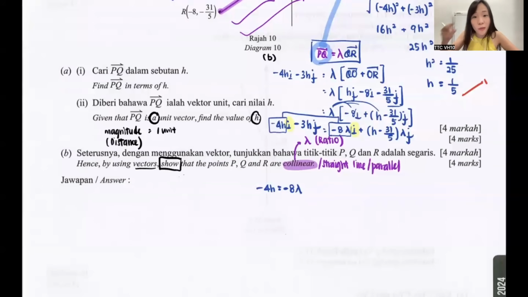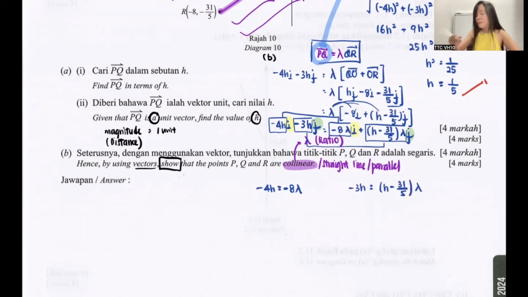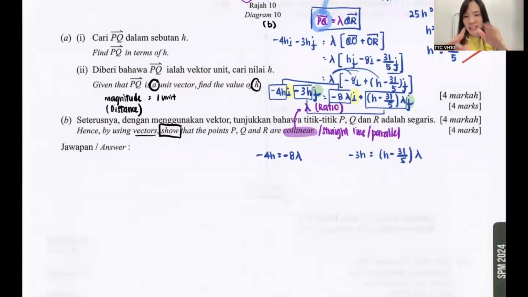Okay. How about the other one? Same thing, also compare. Left side has 1J, right side has 1J. So whatever is in front of this J and whatever is in front of this J will be the same. So negative 3H is equivalent to H minus 31 over 5 lambda. Right after you compare, you can see just now your equation had I, J, H, lambda, 4 unknowns. You move until tomorrow morning, you still have 4 unknowns. So I don't think you should keep moving around.